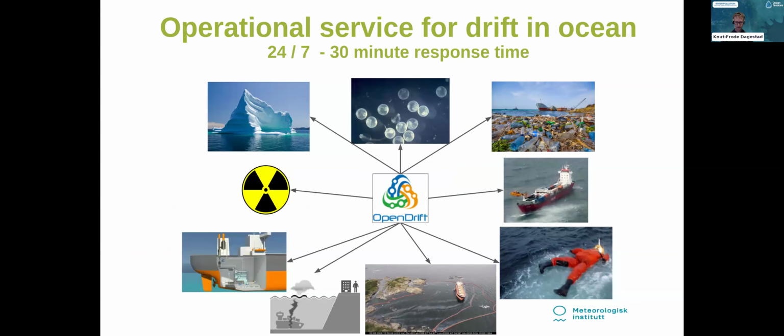This illustration shows several of the applications of drift in the ocean. In the center, we see the toolbox we're using, which is the Python open source tool OpenDrift, which has modules for different drift applications. At the bottom, an oil spill scenario. And to the right, you also have search and rescue: typically drifting persons or objects or small boats. Also larger ships without engine power can be drifting.